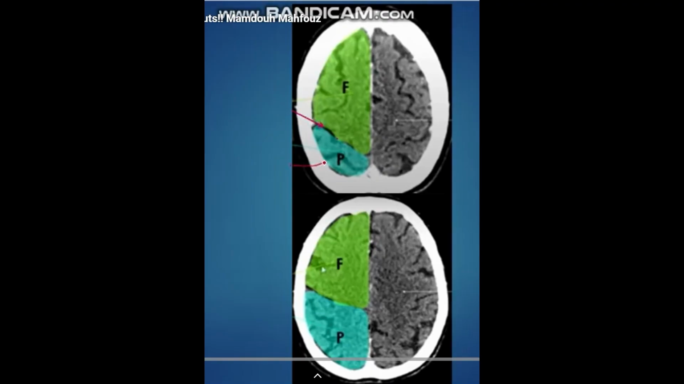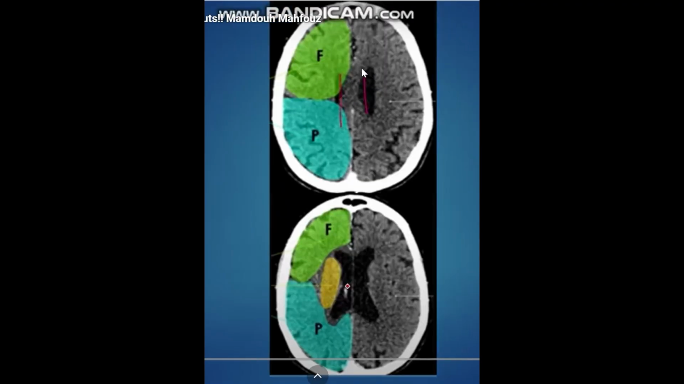When you go down, at the level of the bodies of the lateral ventricle and the body of the corpus callosum, okay, the anterior half of the brain is formed by the frontal lobe, and the posterior half of the brain is formed by the parietal lobe. So at the level of the bodies of the lateral ventricle, the anterior half is the frontal lobe, the posterior half is the parietal lobe. This is the same level, the bodies of the lateral ventricle.